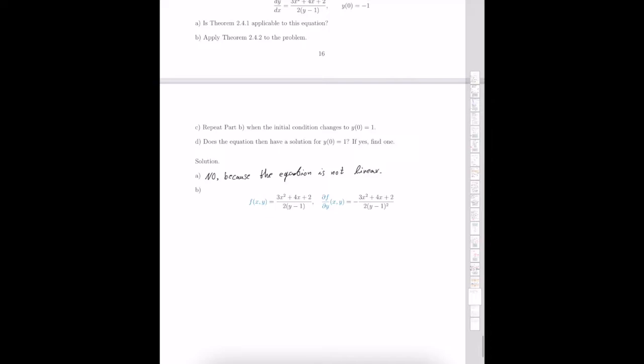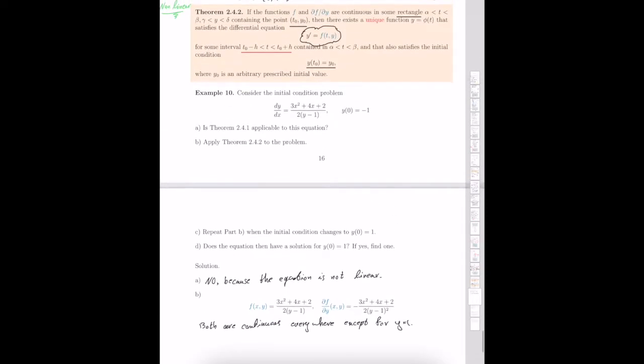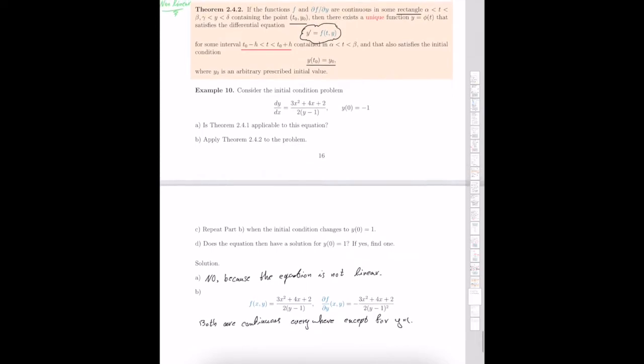Now, the point is that both of these are continuous everywhere except on the line y equal to 1, right? So both are continuous everywhere except for y equal to 1. Okay, so the interval or the rectangle I'm looking for should not include 1.